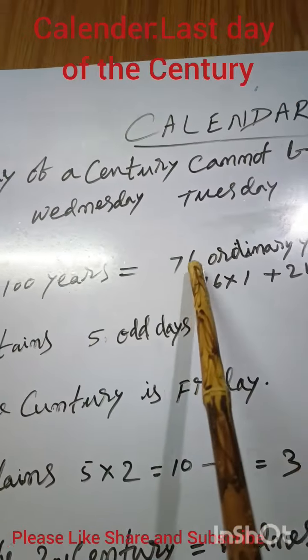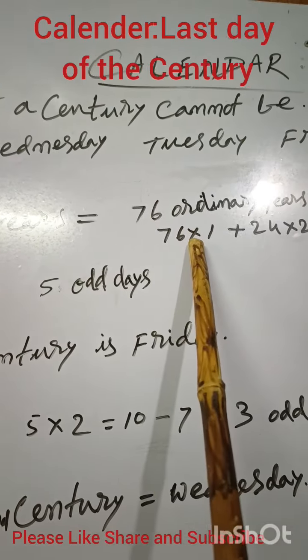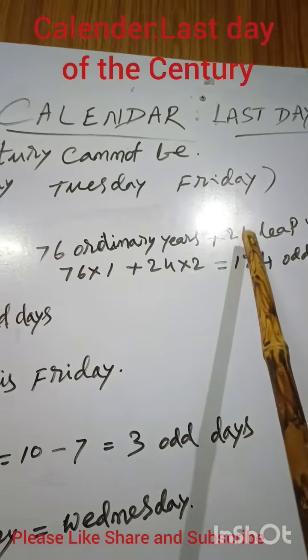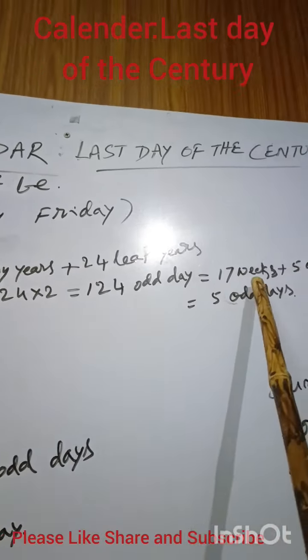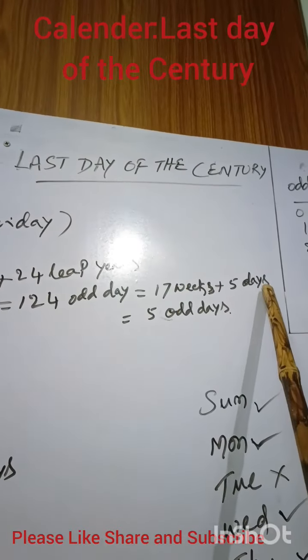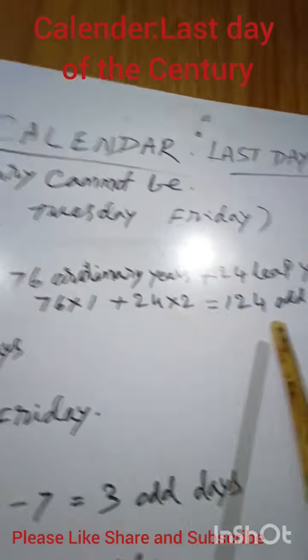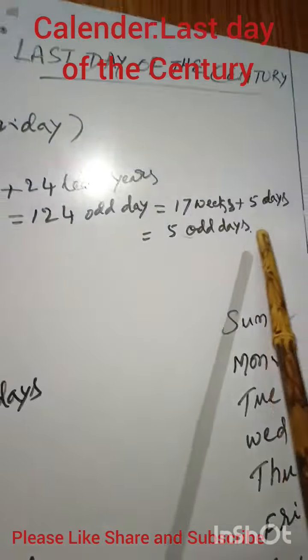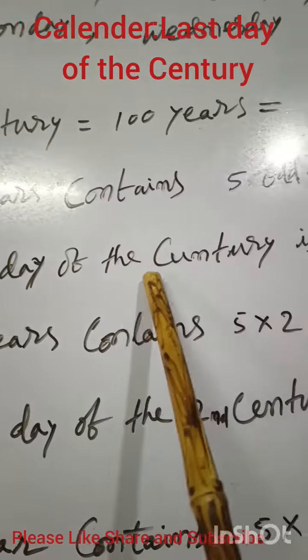So 76 ordinary years plus 24 leap years gives 76 odd days plus 24 into 2 odd days. So the total is 124 odd days. They will become 17 weeks plus 5 odd days. Means 1 century, 100 years, has 5 odd days. Remember that: 100 years contain 5 odd days. The last day of this century is Friday.